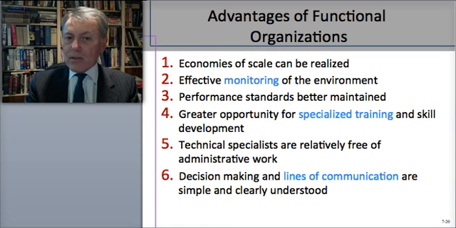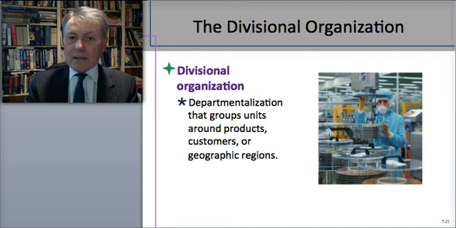Advantages of functional organizations: One, economies of scale. Two, effective monitoring of the environment. Three, performance standards are better maintained. Four, greater opportunity for specialized training and skill development. Five, technical specialists are relatively free of administrative work, administrivia. Six, decision-making and lines of communication are simple and clearly understood.